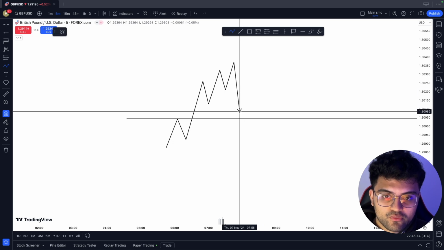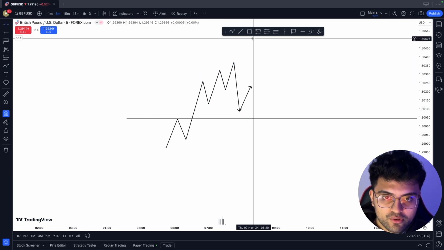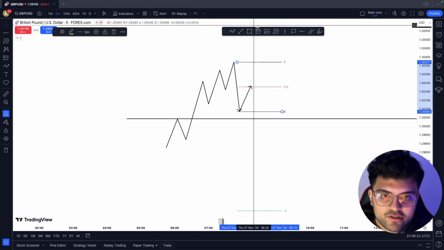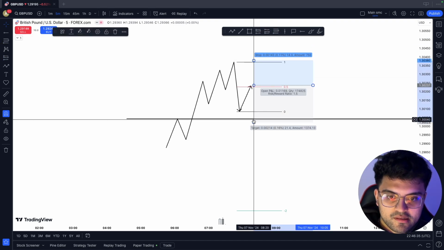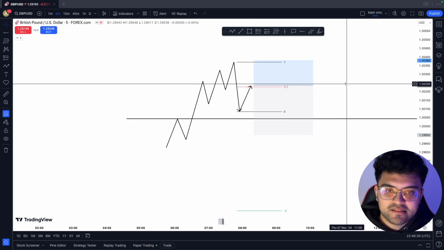Then we're going to be looking for a retracement to the EQ of this down leg, which broke the swing low. We're going to enter at an EQ level, short position there, stop loss there, target a simple 1 to 2 risk to reward, just like that. This is literally the entry model.